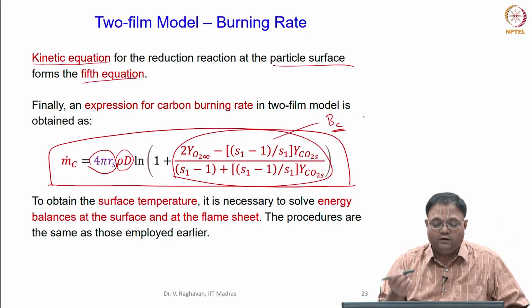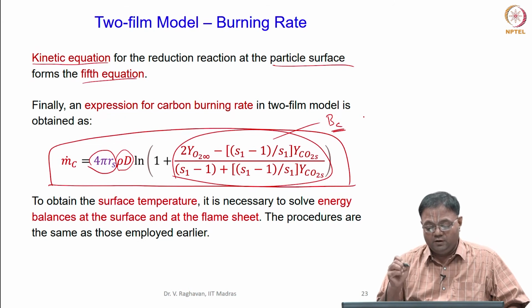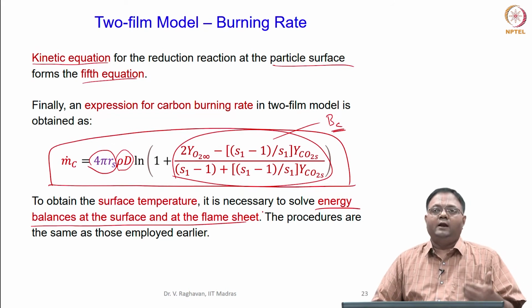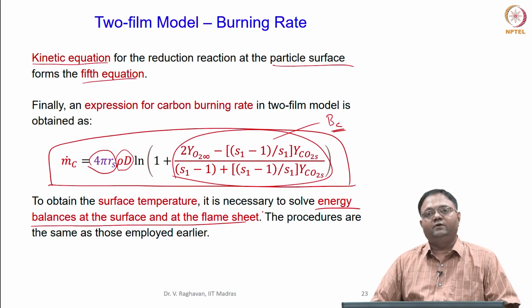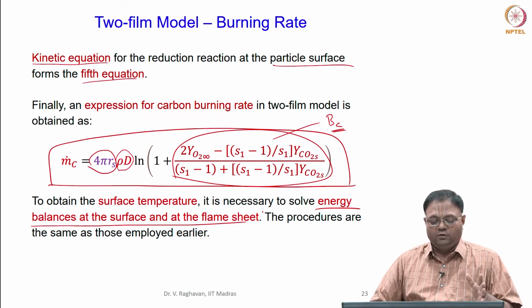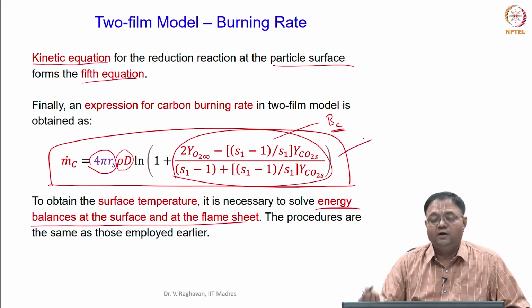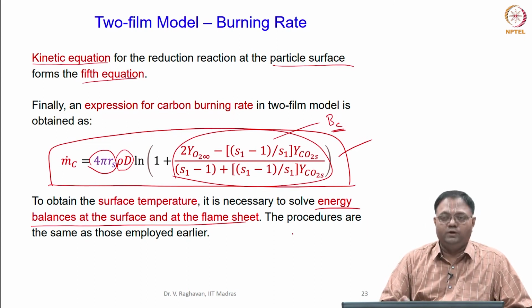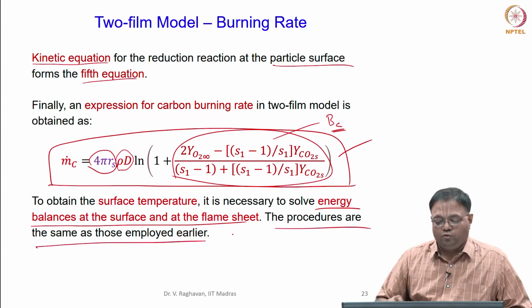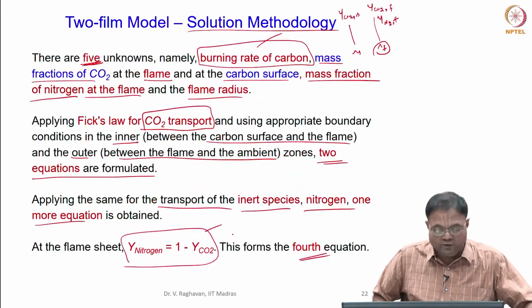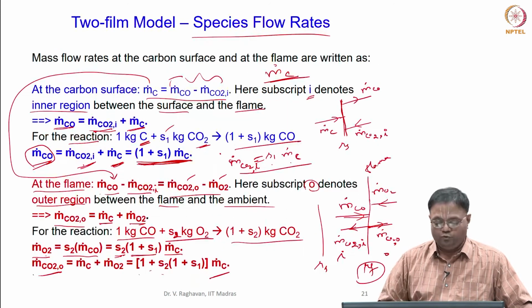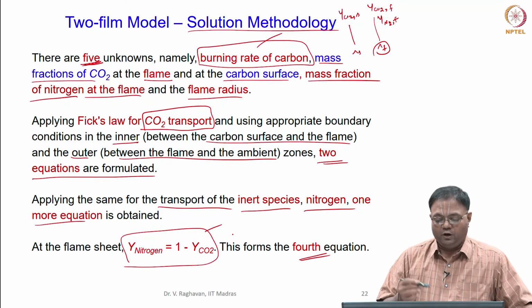For solving this, we need the surface temperature. The surface temperature is determined again by energy balance, which we have illustrated for the one film model. A similar energy balance has to be made both at the surface of the carbon particle as well as at the flame sheet to get the surface temperature. So, you have to solve this along with those energy balances, and iteratively follow the procedures illustrated earlier. With the two film model, finally you will get profiles like this and a burning rate, which will be slightly more accurate than the one film model. This illustrates the methodology involved.